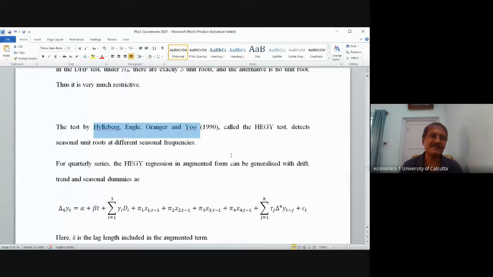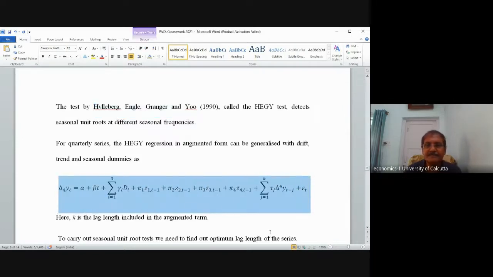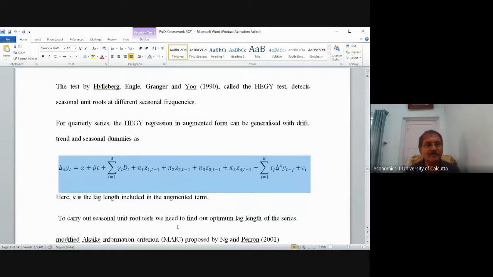Now for quarterly series, we have focused mainly on the quarterly series, and you can develop the steps for monthly series at home. What would be the appropriate specification at different steps for monthly series? For quarterly time series, the equation to be estimated in augmented form can be expressed in this way. Just write it down.